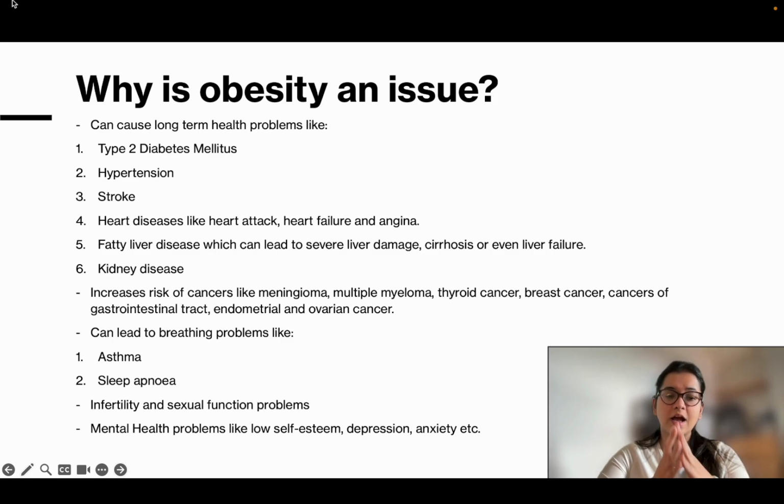So, obesity, in the long term, leads to health problems. It also increases the risk of cancers, leads to breathing problems and infertility, but it can also cause some mental health issues.